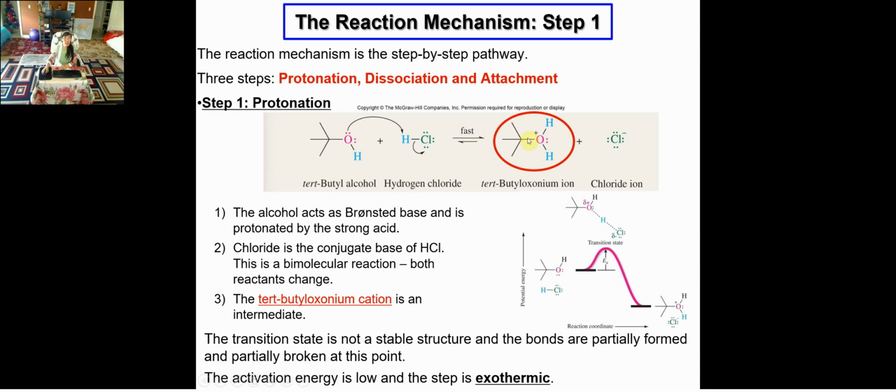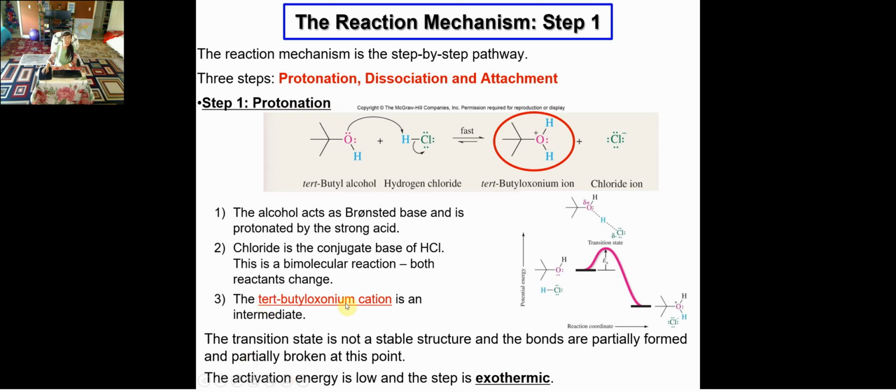And then this intermediate will be subject to a further reaction. Also, you can see this first step involves two molecules, so you call it a bimolecular reaction. This step is reasonably fast. This step is also found to be an exothermic reaction.